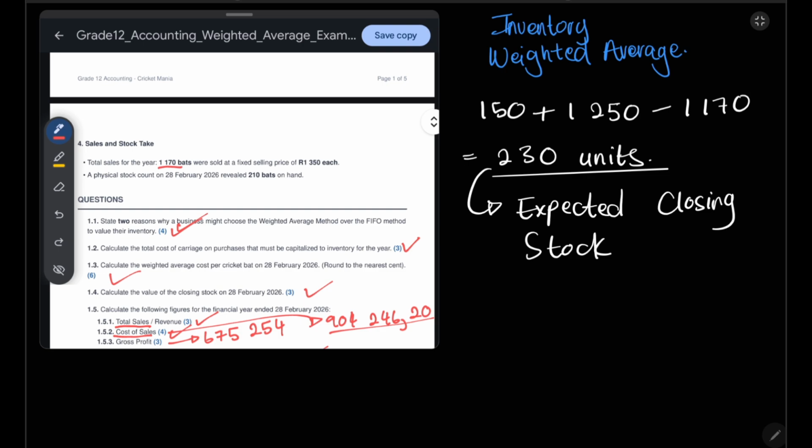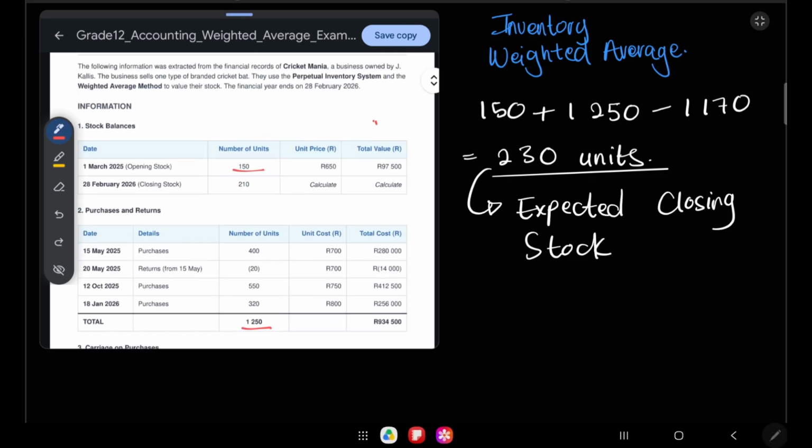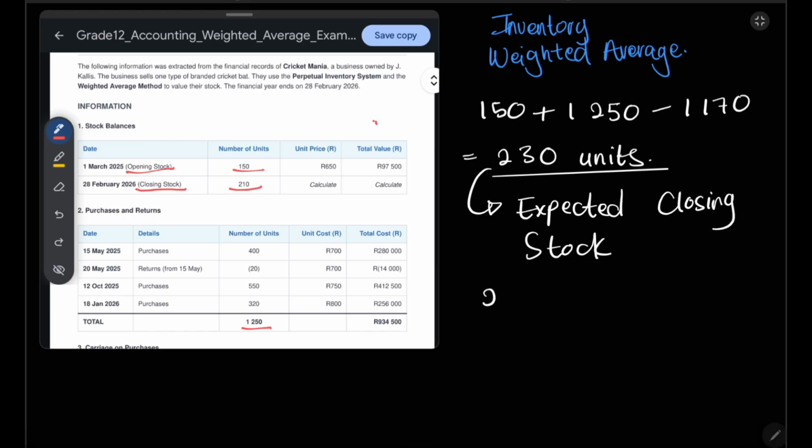Now, we have to compare this with what we actually have. And where can you find that information? Let's start at the beginning. Here we had opening stock, meaning what we had in the beginning. And purchases took place as well as sales. Now we're left with closing stock. That means this is what is left. How many units do we have? 210. So let's say 210. This is your closing stock.